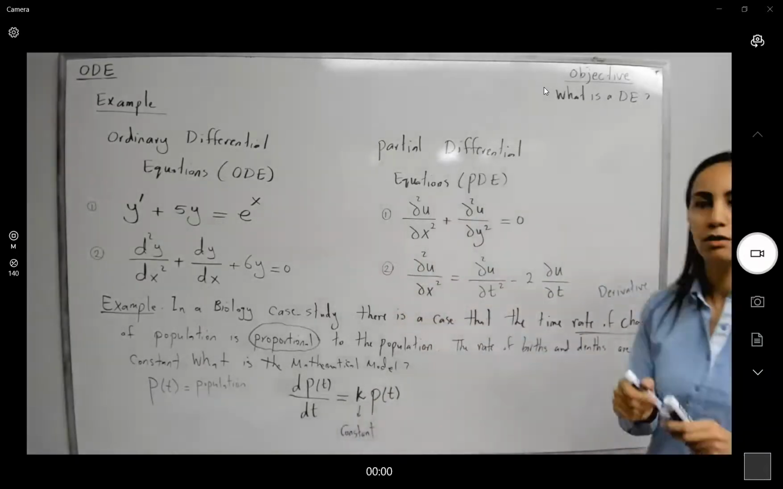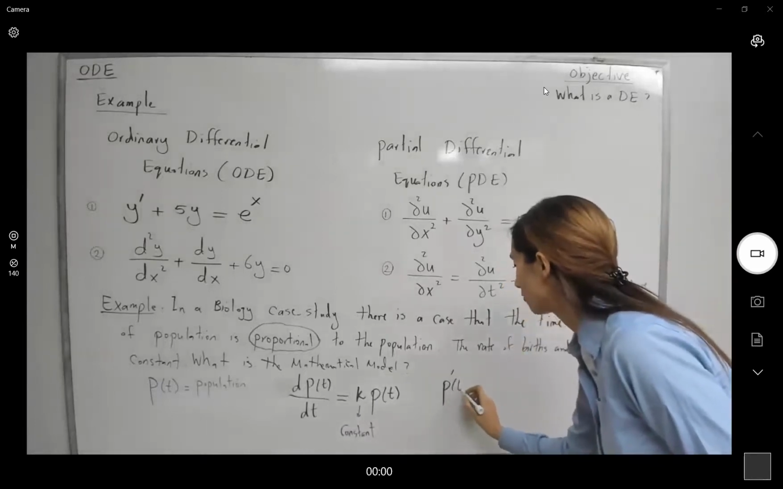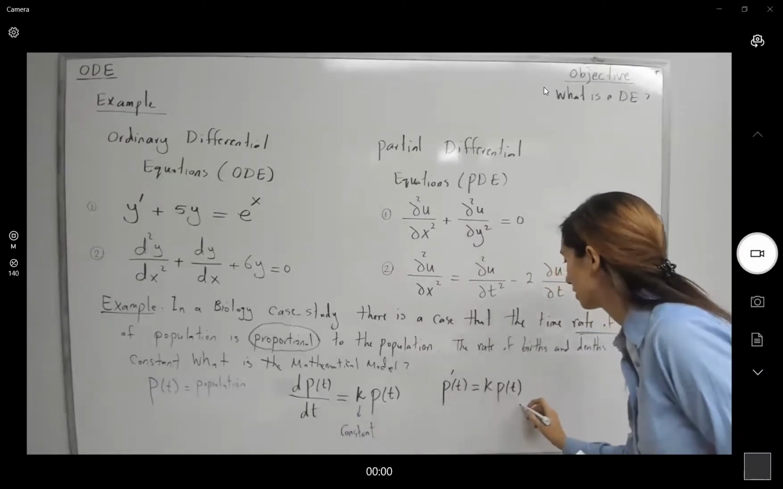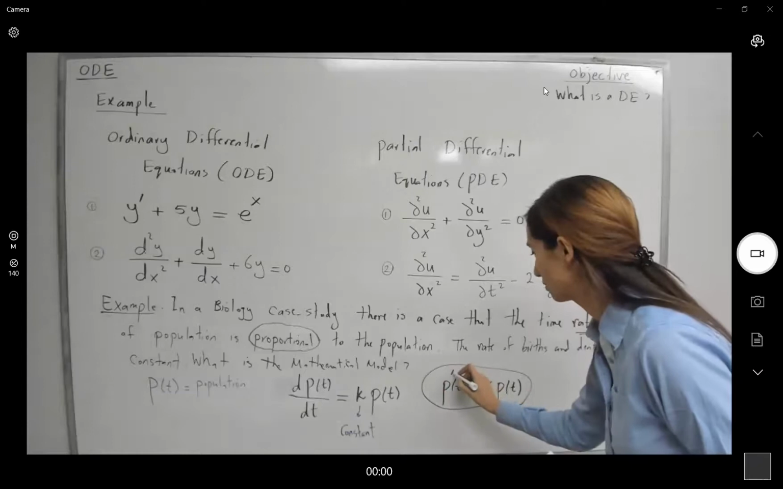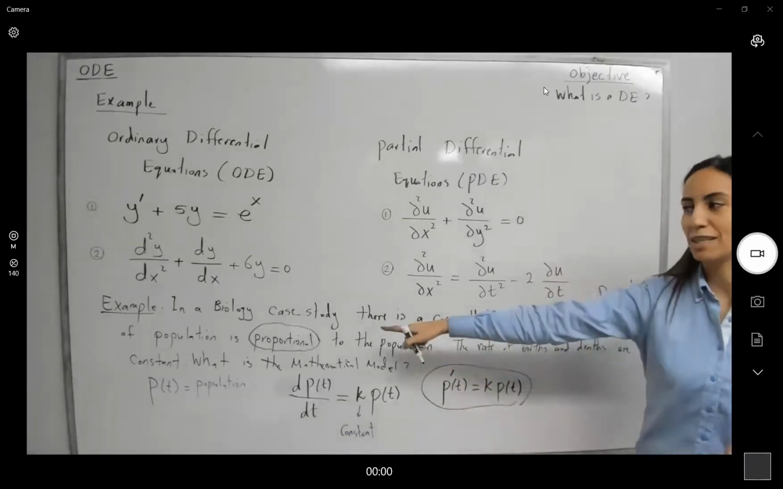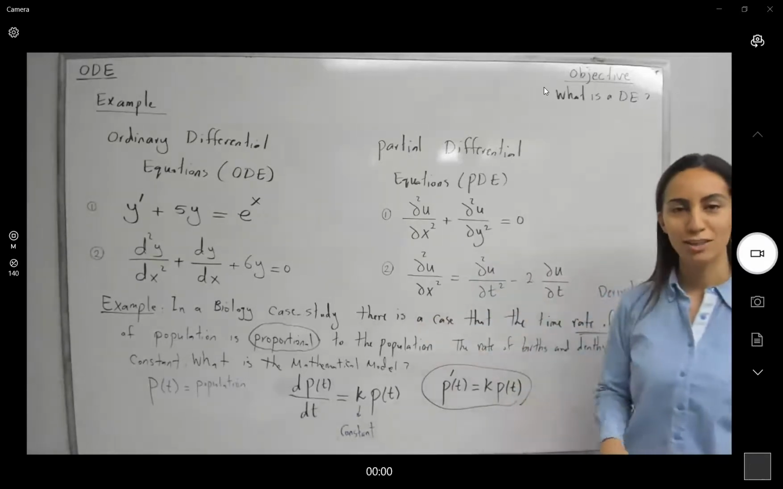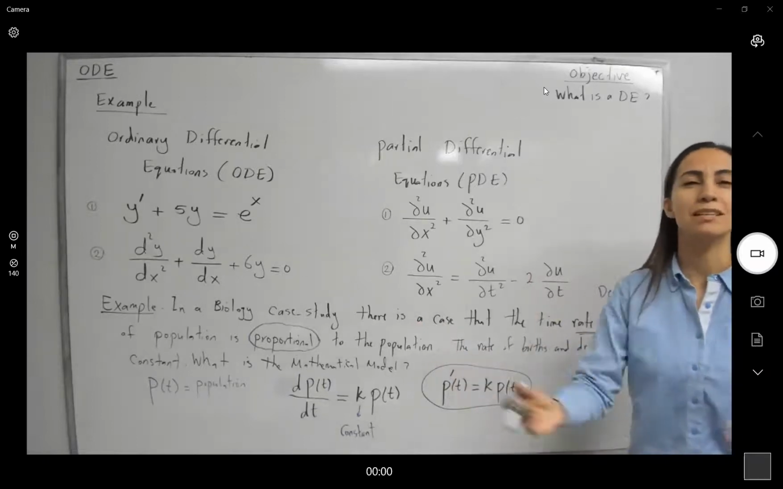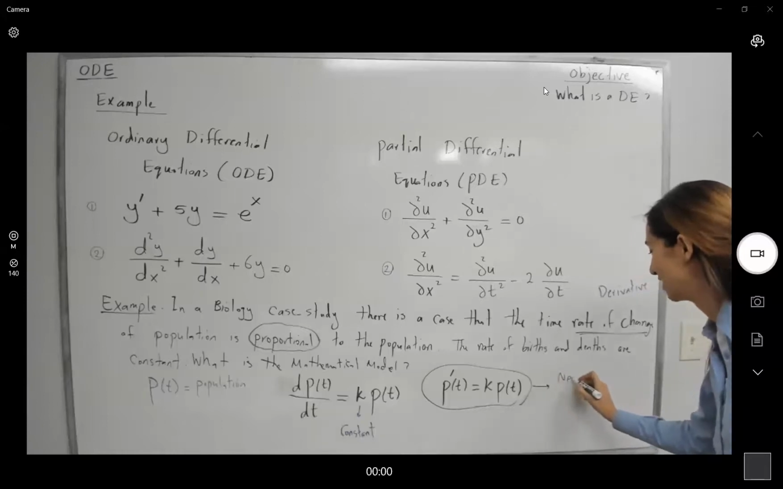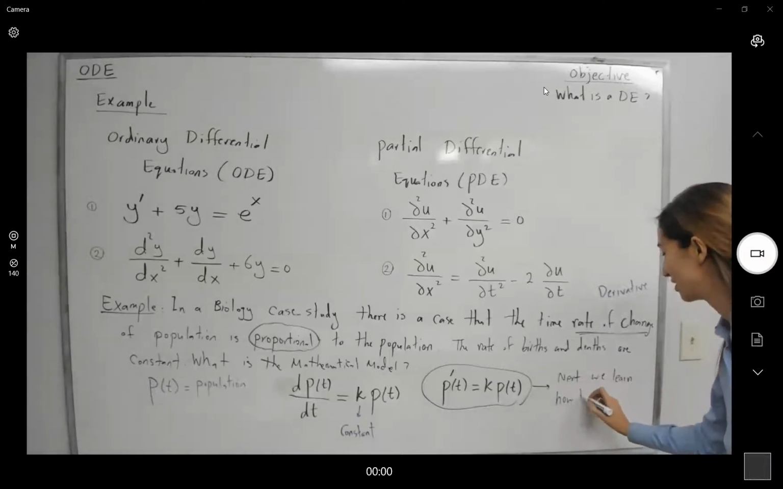Or another representation is P prime of T is equal to K times P of T. This is the mathematical model for this biology case study, and the next step is for us to solve it and present the population formula. Next, we learn how to solve it.